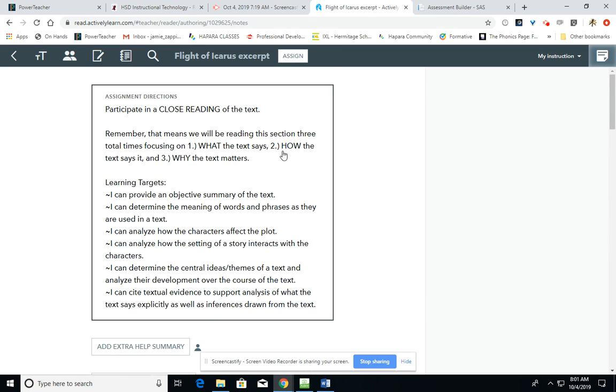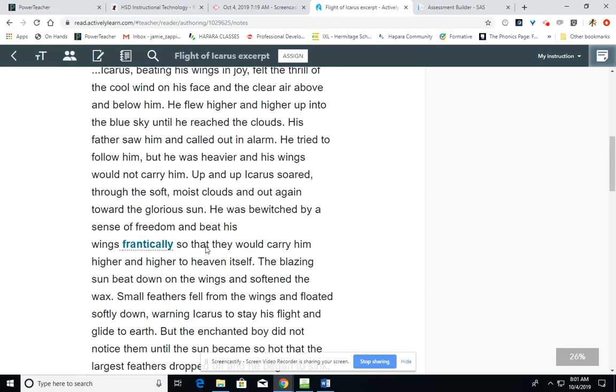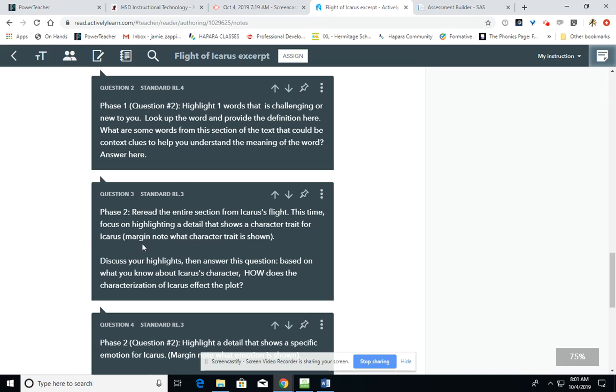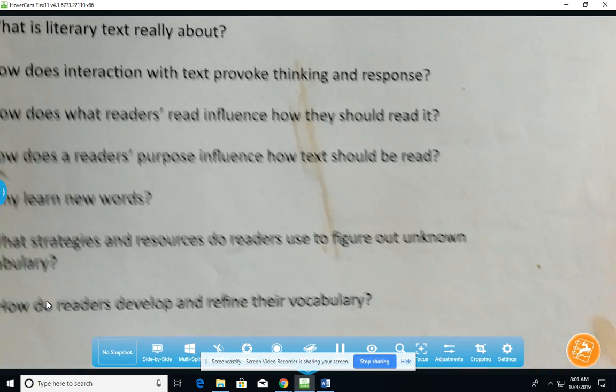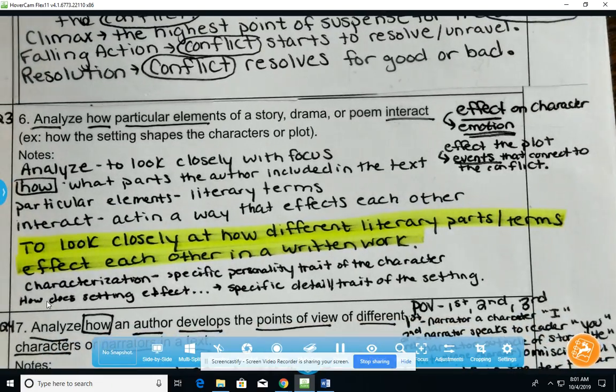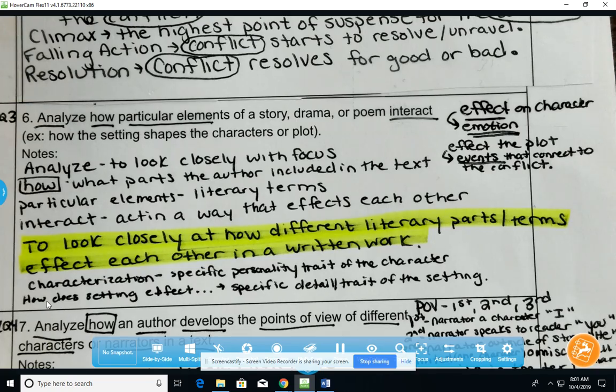In the second phase of reading, when we look at how the text says it, you're going to look at how the characters affect the plot, and you're going to look at analyzing how the setting in the story interacts with characters. This one is the one you should probably spend a bulk of your time on, and you do have 2 different questions to answer for this as you read for that second phase. So let's look at what learning target this connects to. This connects to learning target number 6, to analyze how particular elements of the story interact.